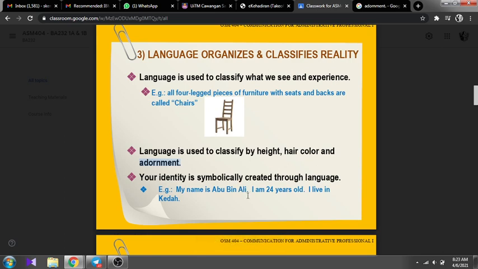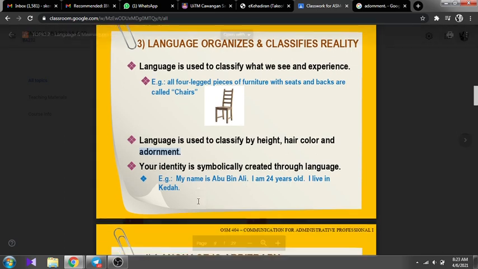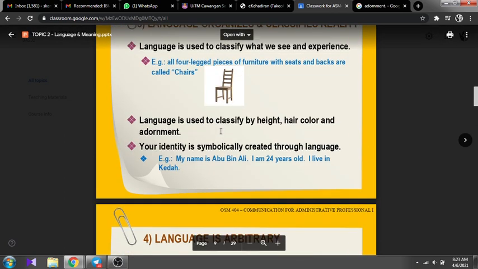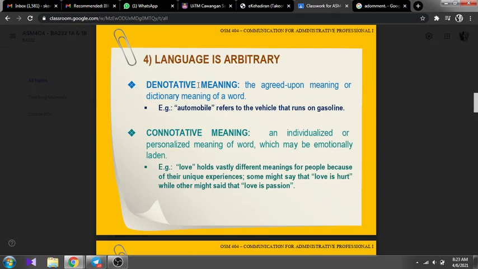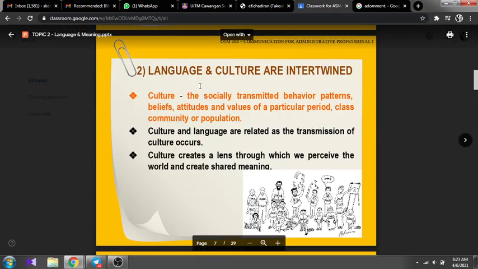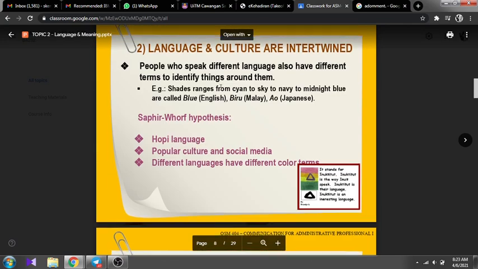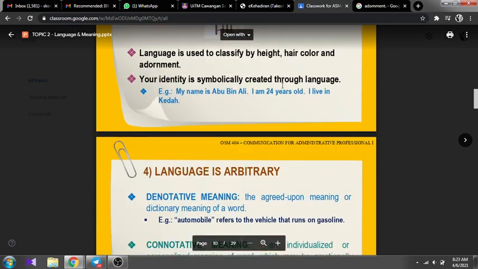For example, my name is Abu bin Ali. I am 24 years old. I live in Kedah. What does this mean? Mostly in a communication class, sometimes I'm the one who is blur. Sorry. So, language has a rule, language has culture, language organizes and classifies reality, depending on the culture also.